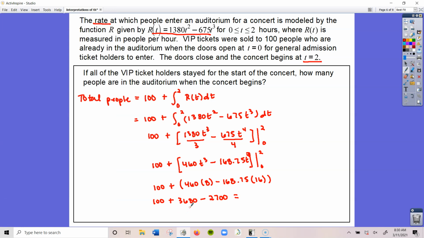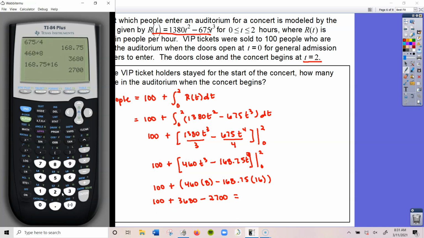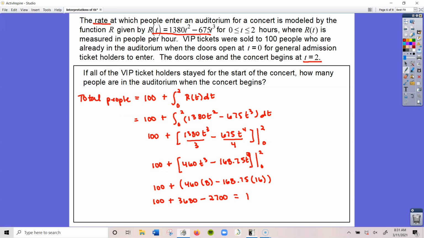So this will be 100 plus 3,680 is 3,780. So 3,780 minus 2,700, and that gives us a value of 1,080 people. So this means that 1,080 people were in the auditorium when the concert began.